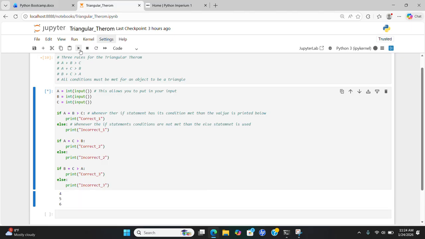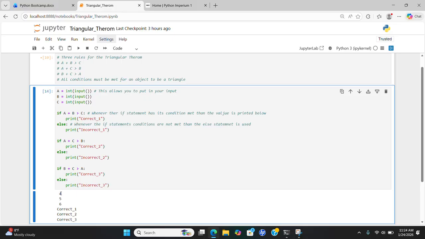4, 5, 6. Think of this as A, B, and C. No matter what equation you put in for any rule, it's always correct, which means that this object is a triangle. That's the simple, basic way to use the triangular theorem in Python.